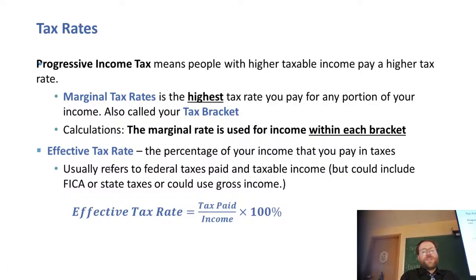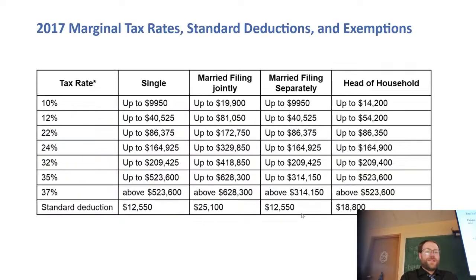The effective tax rate is just a simple percentage of how much you pay in taxes over what your income is times 100%. If you want to figure out my taxes are 20% or something like that, that's the quick way of getting there. But here's a tax table for you.